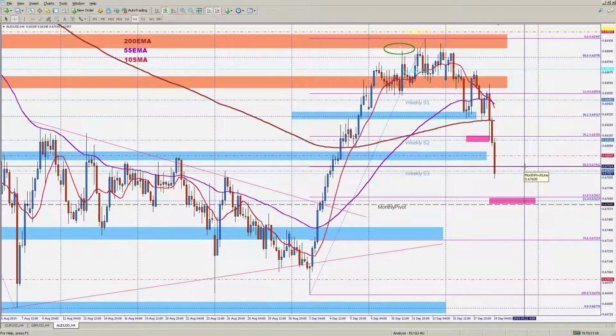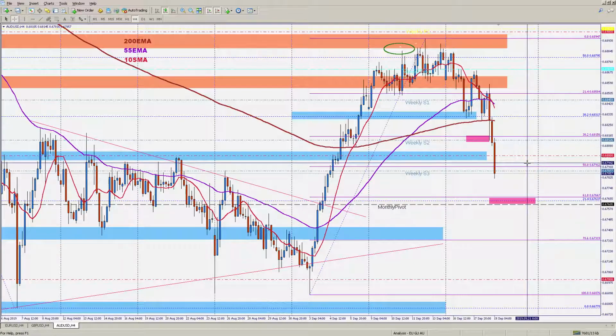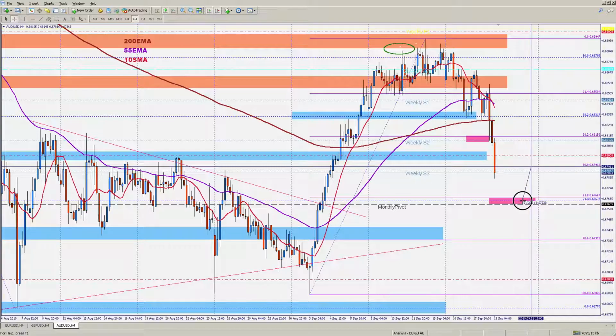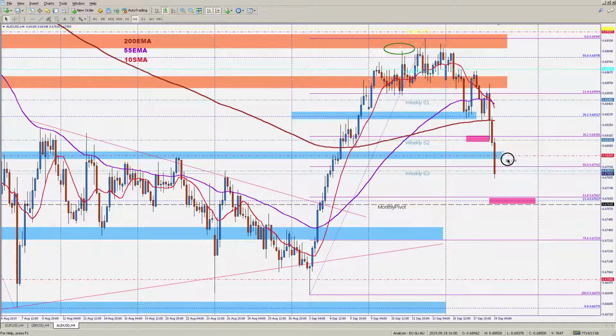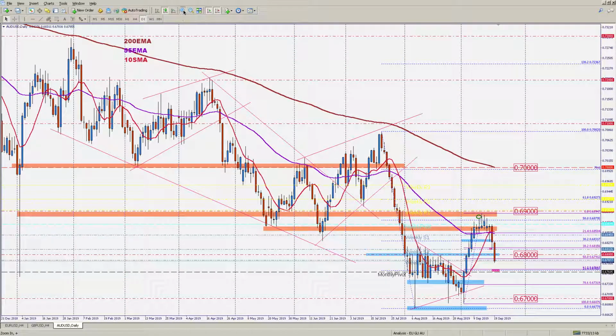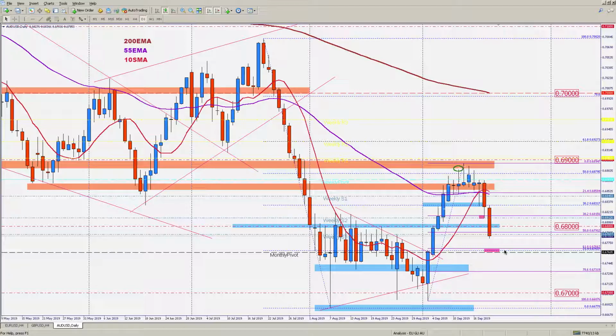So there could be a pullback either to the 0.6790, 50 fib area, and down to the monthly pivot, right? As it breaks this round figure here. So that's for the Aussie dollar, and with a couple more days left, potentially that could return to the monthly pivot.